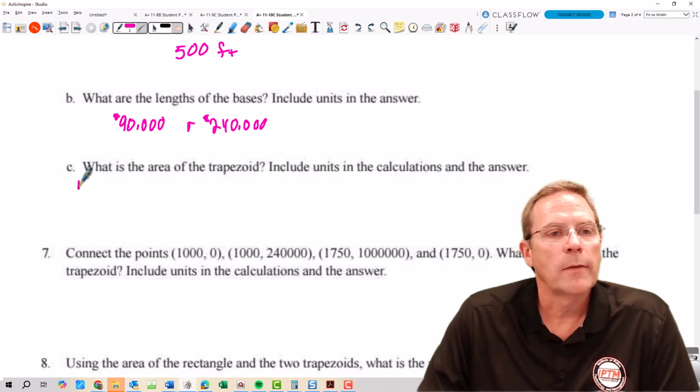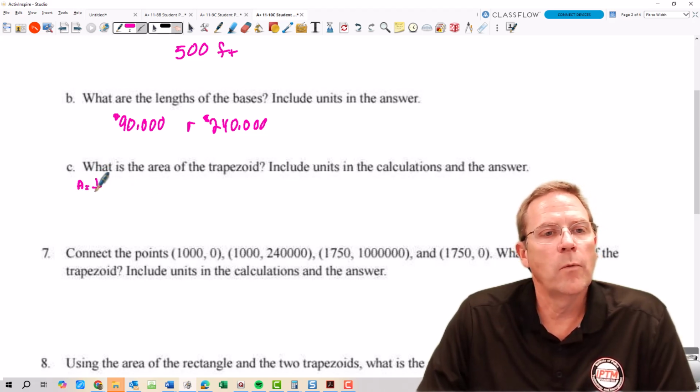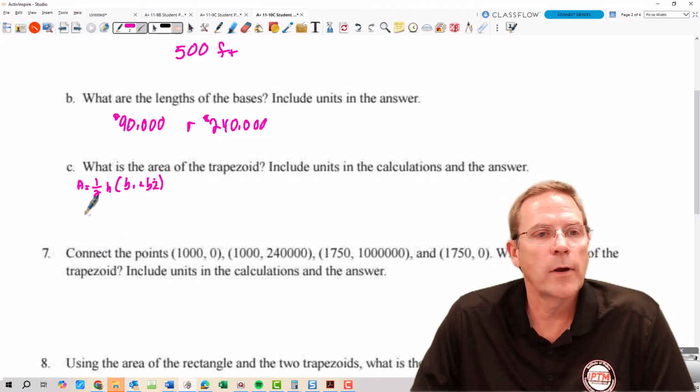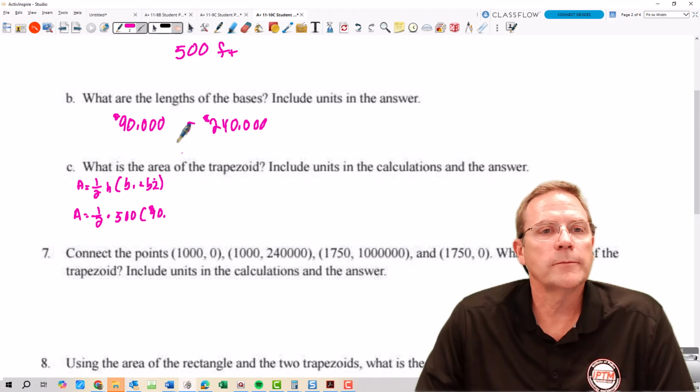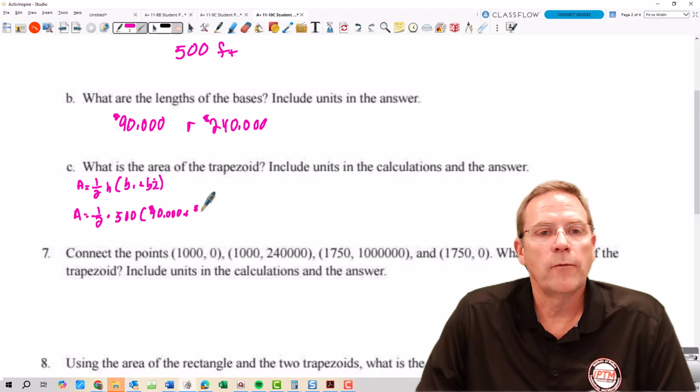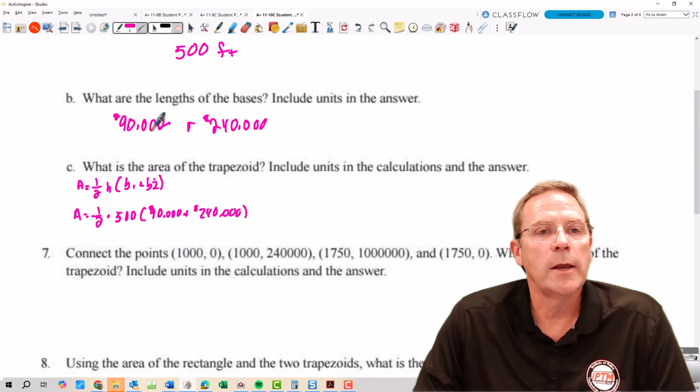And then to find the area of a trapezoid, include units in your calculations. Well, we know that area is equal to 1/2 times the height times base 1 plus base 2. That's the formula we have for the area of a trapezoid. So area is equal to 1/2 times our height we discovered is going to be 500 times the sum of base 1 and base 2. That's going to be $90,000 plus $240,000. And I realize that I made a mistake up here because both of these would be per foot and per foot.